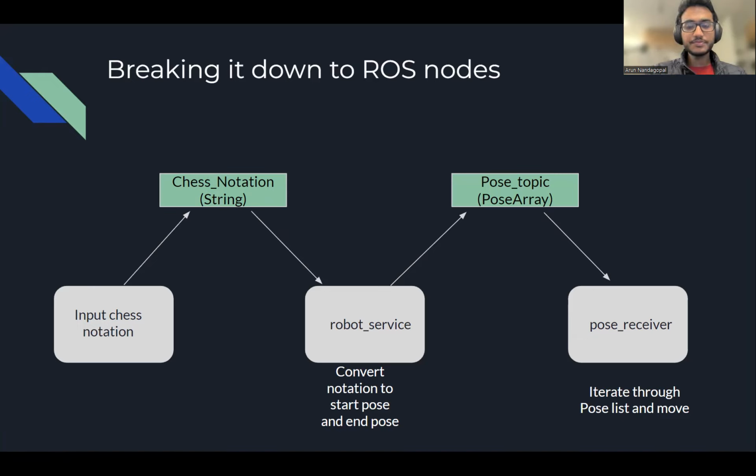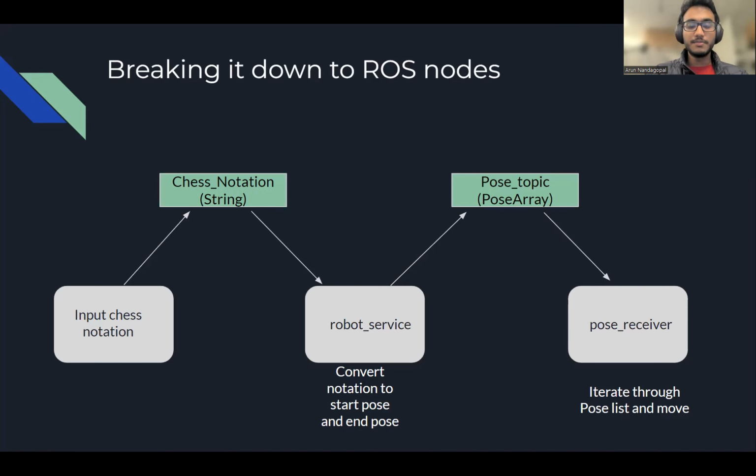Now we have a start pose and an end pose. We can get that into one list, and then we publish it onto the pose topic in the form of a geometry message called pose array. From this topic we subscribe to whatever is being published here with this pose receiver. What this does is take this input, convert it, and ask MoveIt to move to the desired locations.